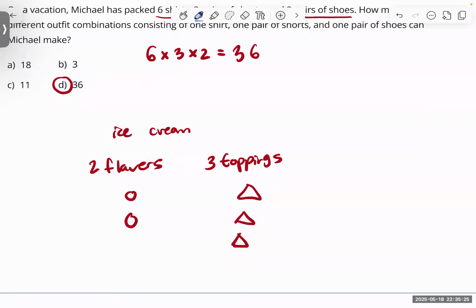Let's see. You know what, let's make this vanilla, let's make this chocolate, let's make this sprinkles, I don't know, cherries, Oreo, whatever. I can have 1 combination of vanilla with sprinkles. That's 1. I can have 1 combination with vanilla and cherries. That's another 1. And I can have another combination of vanilla and Oreo. So that's already 3.